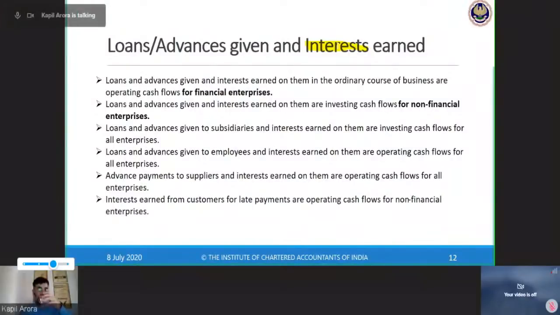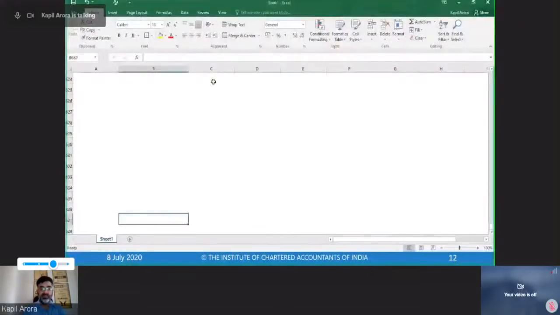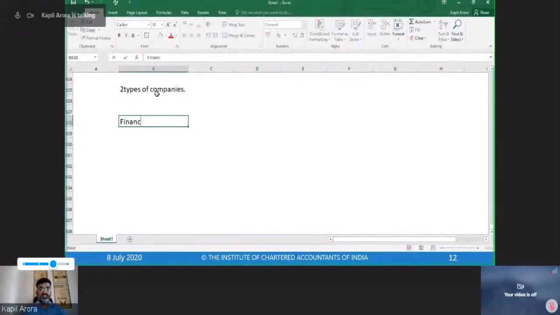Earned interest, right? Now for that, I create two types of companies here. Now think of two types of companies. One which comes under the financial institutions, right? So Nisha, I think this will get answered just now.